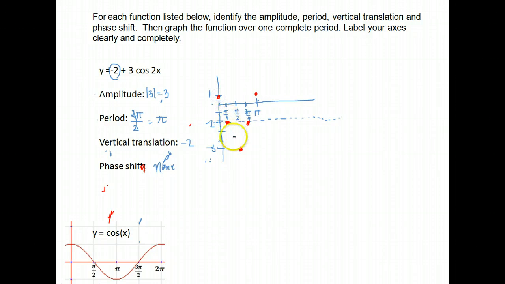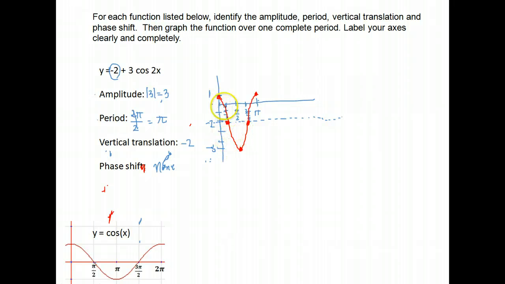I want to make sure these are curves and not straight lines. We don't want a V there. We need to have some curve to it. It's tough because it's so squished, but put as much curve into it as you can to make it look like a cosine function. Okay, so it looks like a reindeer.